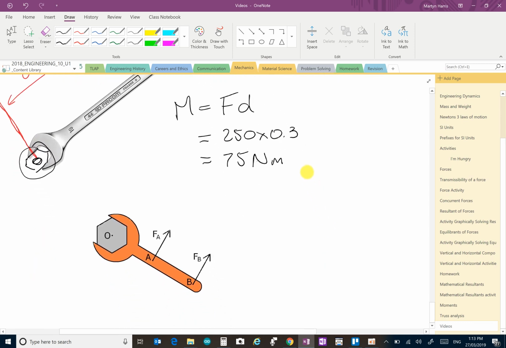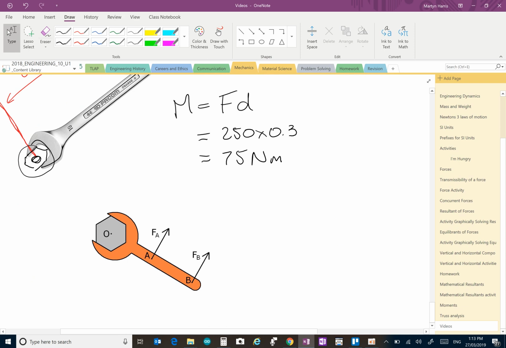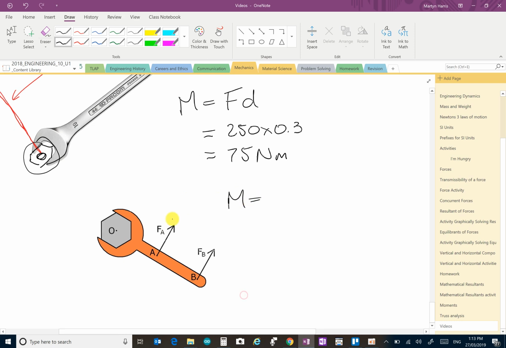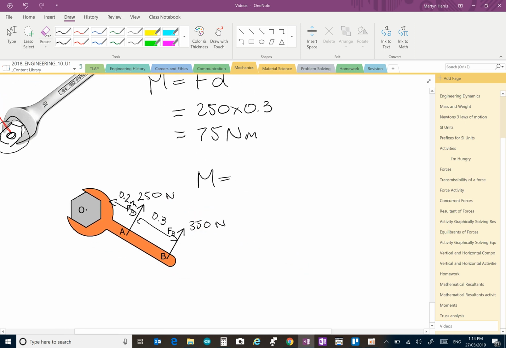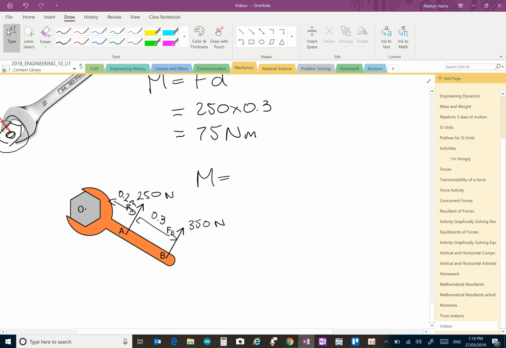We can also calculate these things where we have multiple forces. So let's say that the mechanic had two hands on in this scenario. So what we can then do is apply the same principle of force times distance. So if we had a force here acting of 250 and a distance of 0.2 meters, and we had a distance here of 0.3, and we had 350 newtons, we could determine what the force is. So let's plug these in, because I just made them up, but we'll work them out.